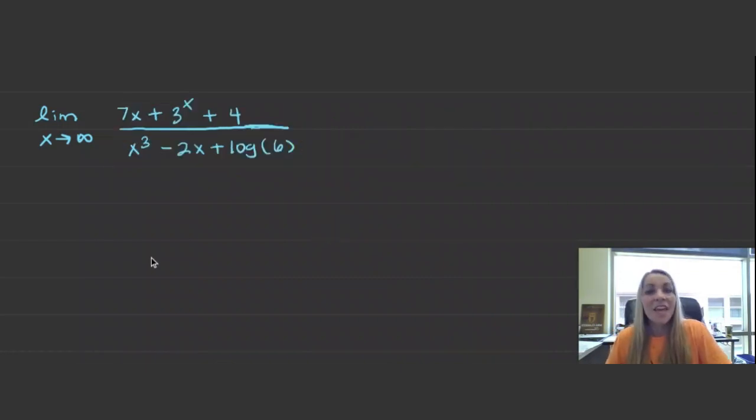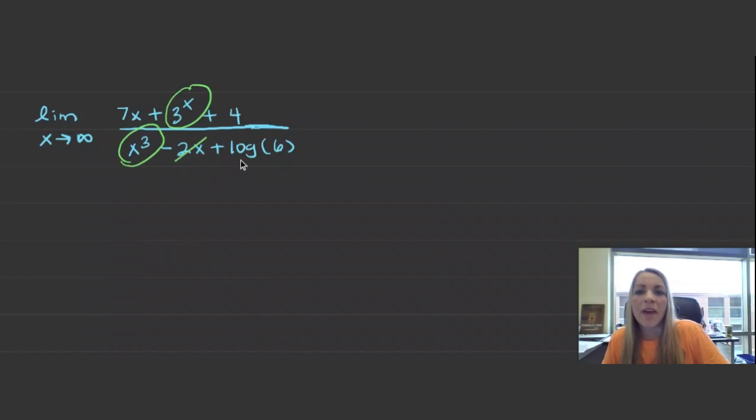Let's investigate one last item. So in this example, I have a bunch of different things. I have a power function, I have an exponential, I have a log in here. So again, I'm just going to try to find the dominating term. The dominating term on the numerator is 3 to the x, and my dominating term on the bottom is x cubed. This won't matter, this won't matter, this won't matter, and this won't matter.